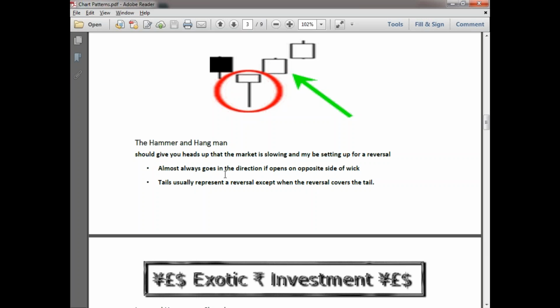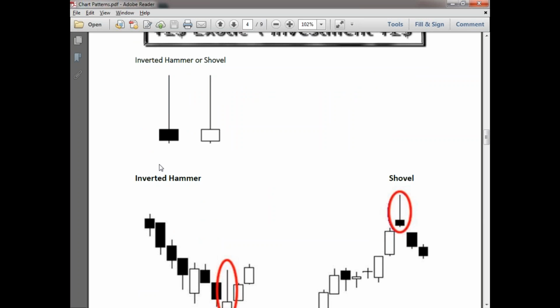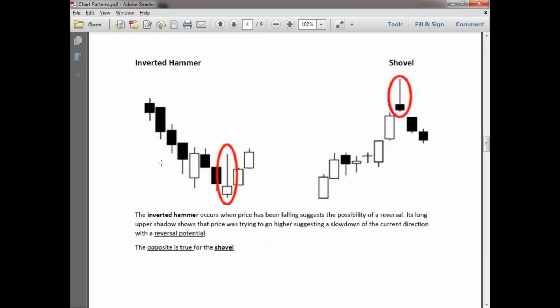So tails usually represent a reversal except when the reversal covers the tail. So this reversal itself should not cover the tail, and the bears should not return in the same candle and cover everything off. That is what it means. So this is again an inverted hammer or shovel. An inverted hammer occurs when the price has been falling, and suggests the possibility of a reversal.